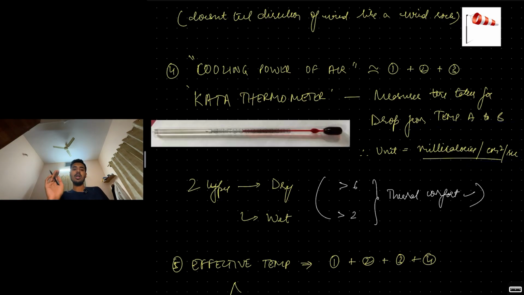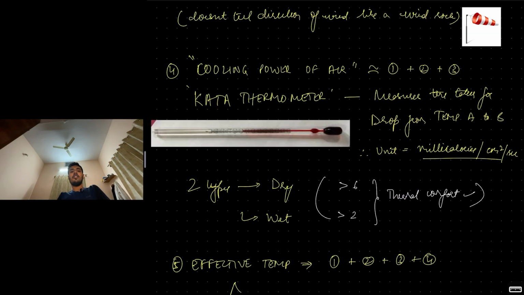You have two types of kata thermometer: dry kata thermometer and wet kata thermometer. In dry, if the cooling power is more than 6, thermal comfort is achieved. In wet kata thermometer, if the cooling power is more than 2 millicalories per centimeter square per second, thermal comfort is achieved. So this is about cooling power of air.